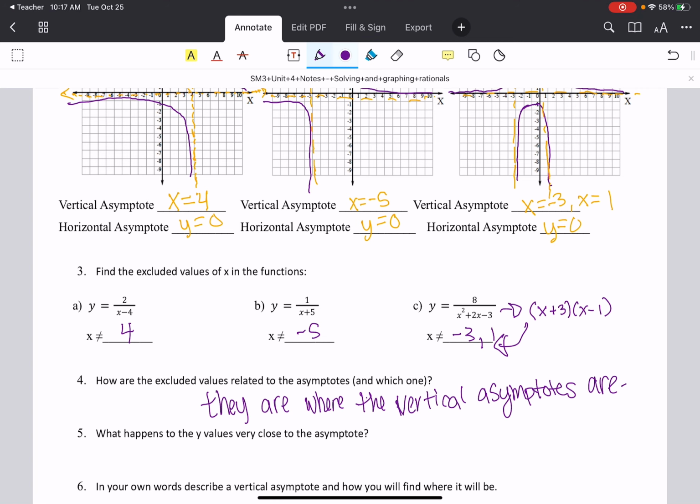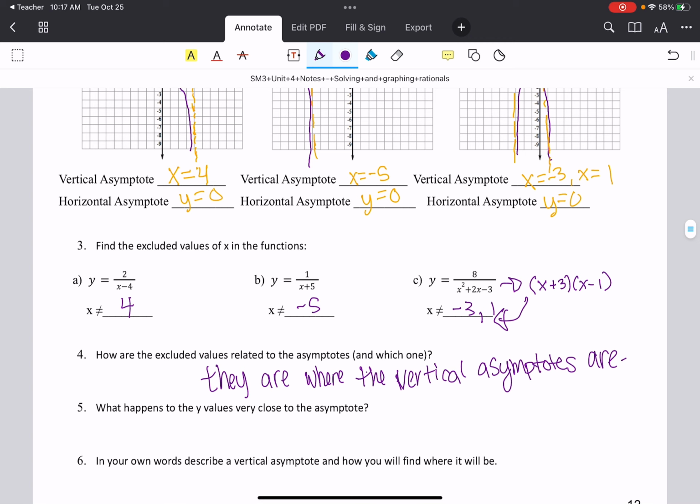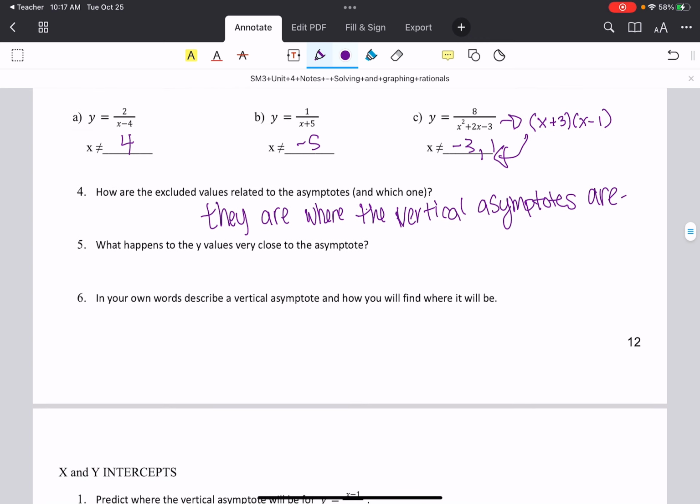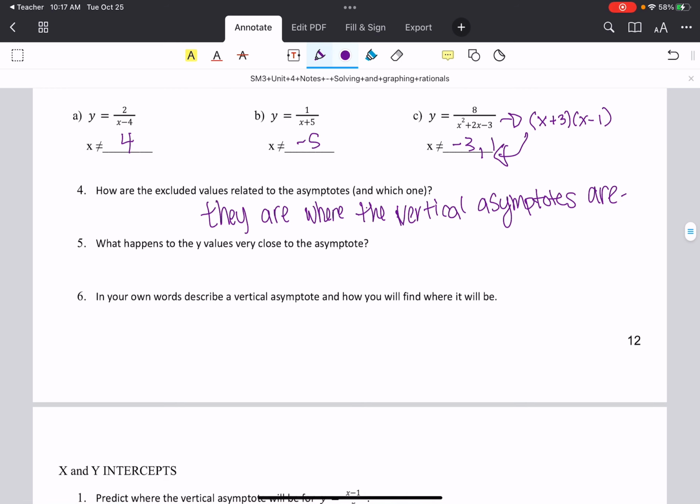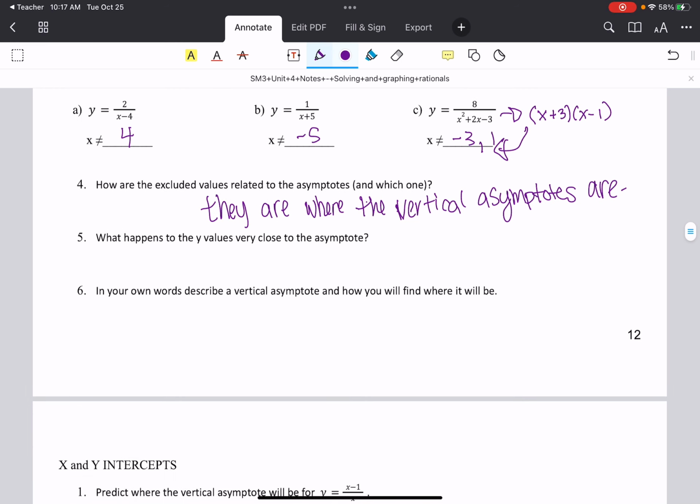And then, I don't like that question. It's kind of obvious. What is happening to the y values as they get to the asymptote? But no touchy. In your own words, describe a vertical asymptote and how you will find where it will be.